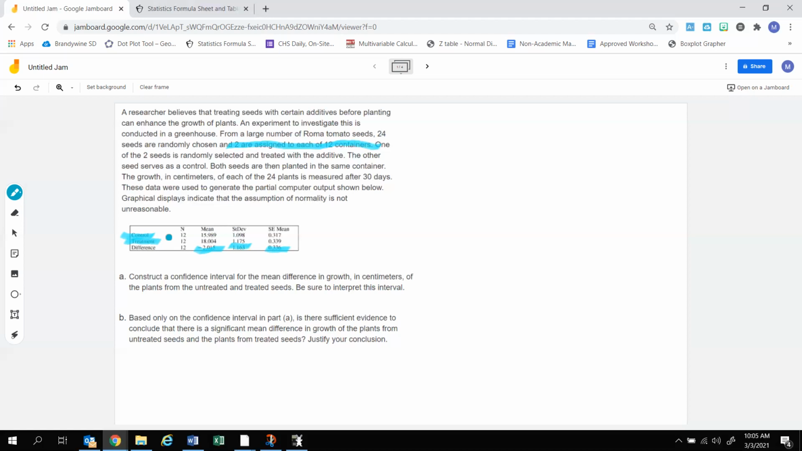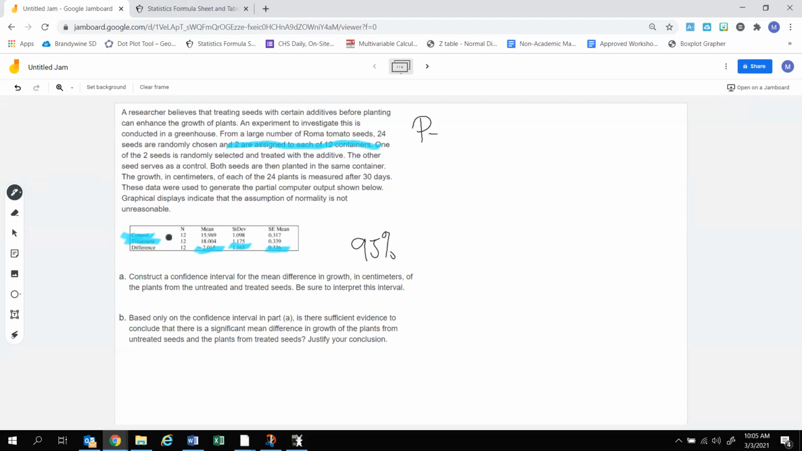Construct a confidence interval for the mean difference in growth in centimeters of plants from the untreated and treated seeds. Be sure to interpret the interval. The first thing is that they're not giving you a confidence level. Whenever they don't give you a confidence level, you're going to go with 95%. So let's go through our PANIC steps.